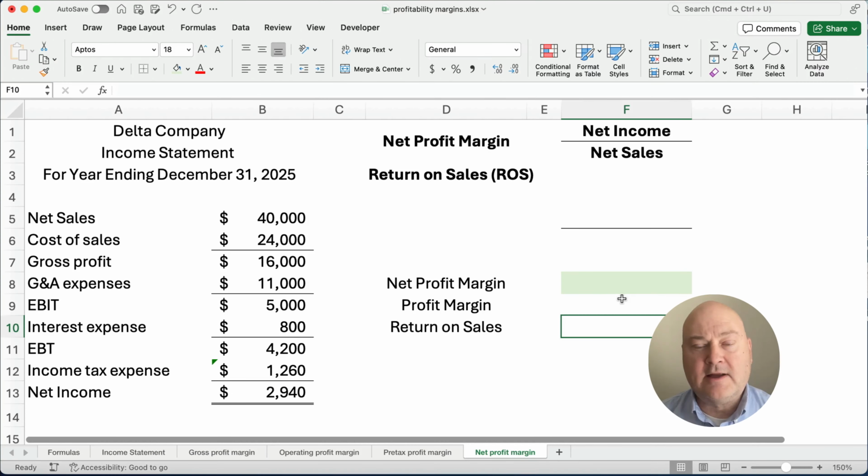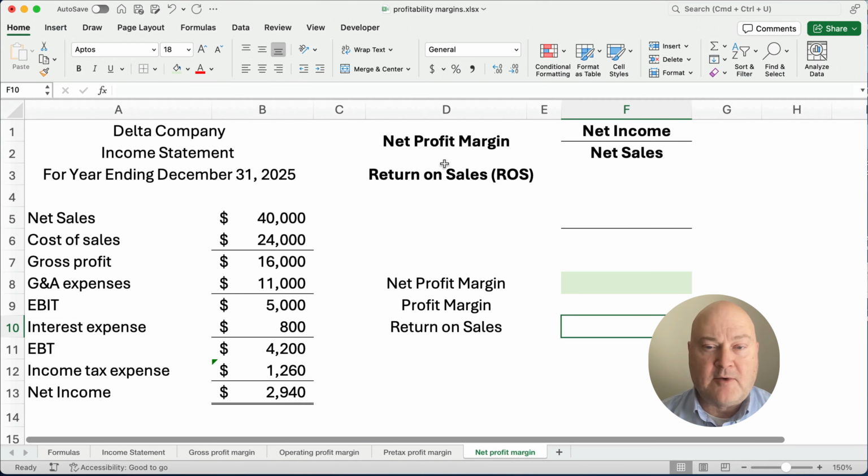Today we're working on the net profit margin. Now the net profit margin is going to be net income divided by net sales. Now, one of the challenges in accounting and finance is there's so many different terms that explain the same thing.